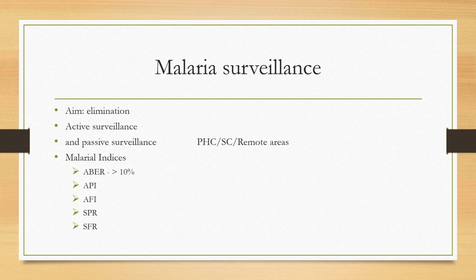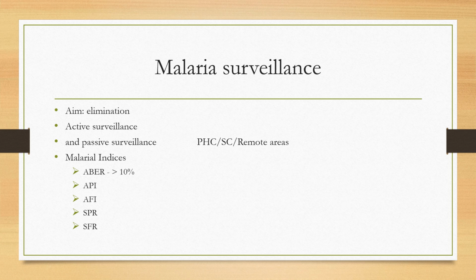Malaria surveillance under the National Vector-Borne Disease Control Program. The aim of malaria surveillance is elimination of malaria. Why I am saying this is that usually surveillance is done to measure the burden of a disease. Here our focus is that through surveillance we want to eliminate the disease. So for malaria surveillance we do all three types: active surveillance, passive surveillance, as well as sentinel surveillance.